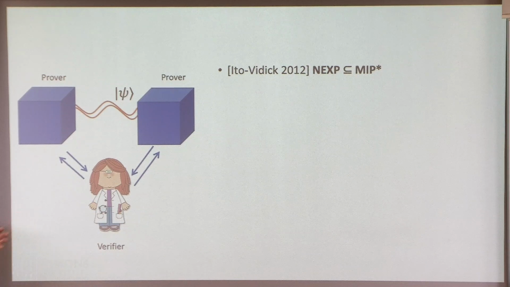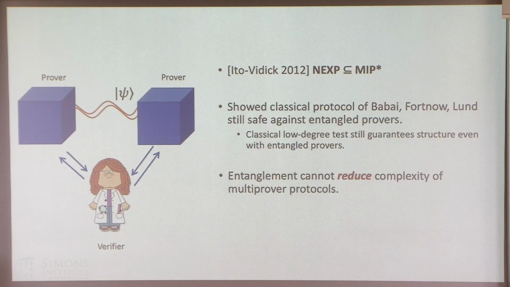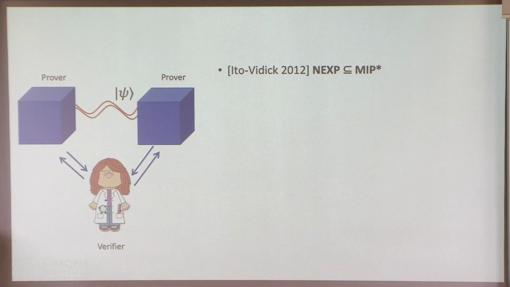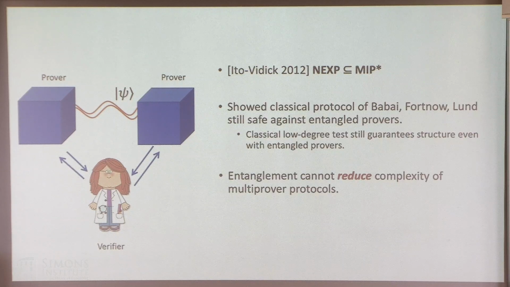So the first breakthrough about MIP star came in 2012 by Ito and Vidick. They showed that soundness can be preserved. At least all problems that can be verified in the classical case, NEXP, can also be verified with entangled provers. And the way they did it was they looked at this protocol of Babai, Fortnow, and Lund, and they said, it's still safe against entangled provers, right? And it comes from this guarantee about the classical low degree test, right?